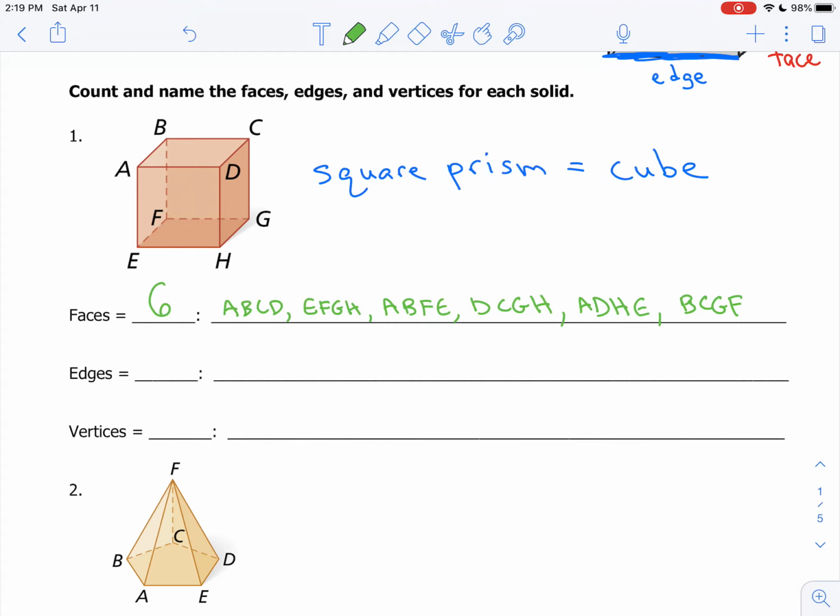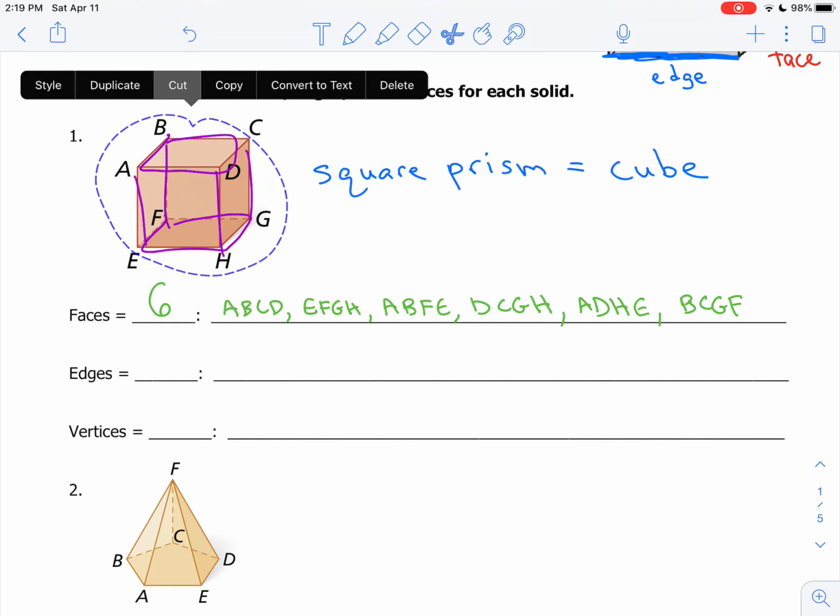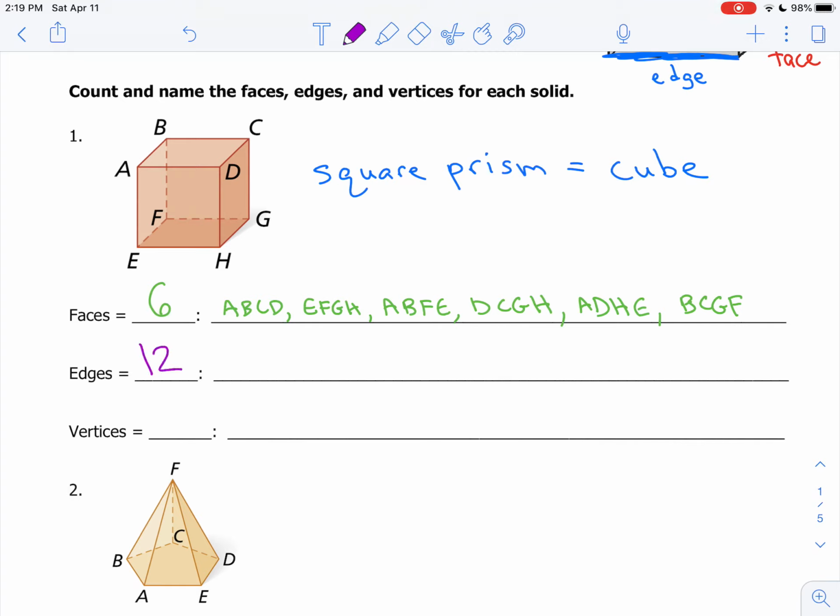All right, so the edges, we know the edges are segments. This one is going to be a lot of them because we get 4 on top, 4 on the bottom, and 1, 2, 3, 4 to connect all of those. So that's a total of 12. Let's go AB, BC, CD, DA. We have the bottom. Let's go to the bottom. EF, FG, GH, HE.